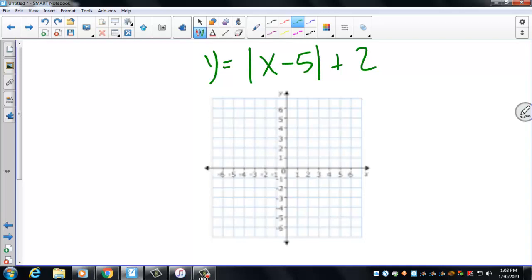They know that the absolute value is a V. Thank you, Wink. They know that it shifts to the right 5 and up 2. They've got that part figured out. And then what I get is some, Lord forgive me, some half-ass graph that looks like this.